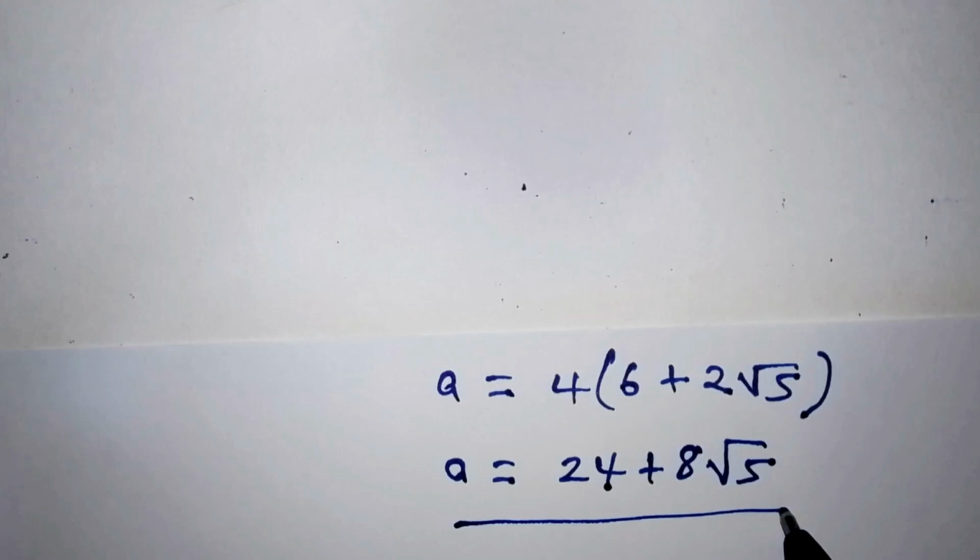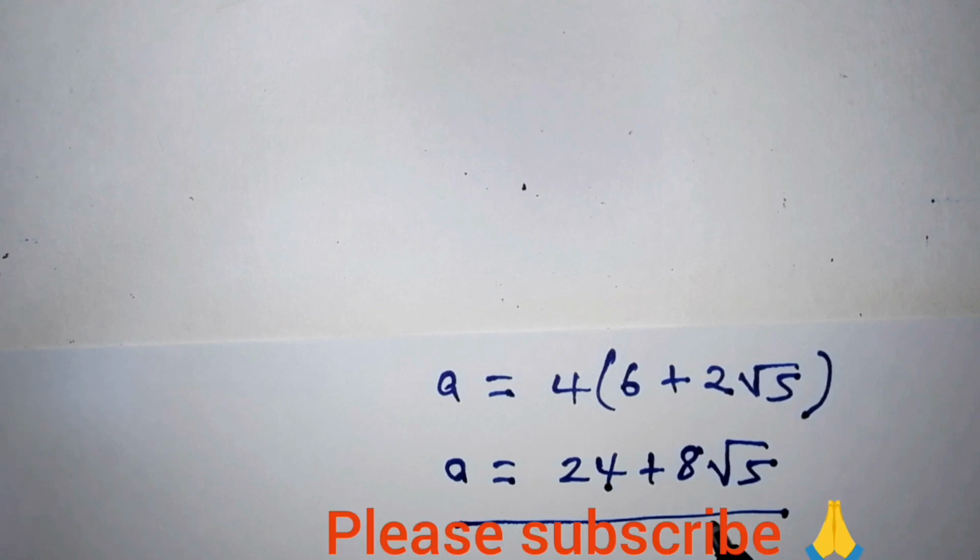Therefore, our final answer is a equals 24 plus 8 square root of 5.